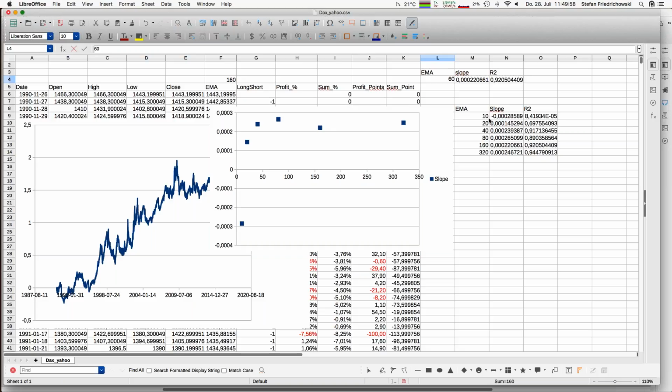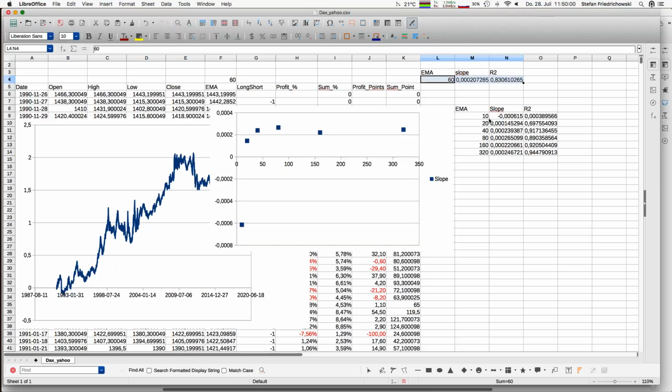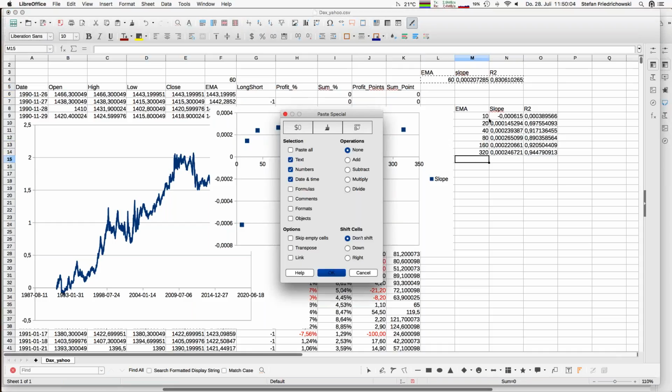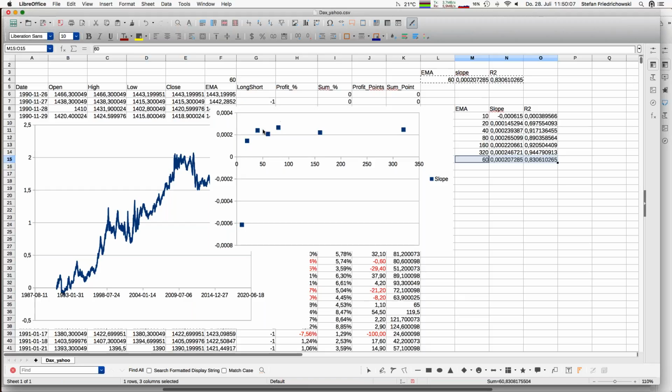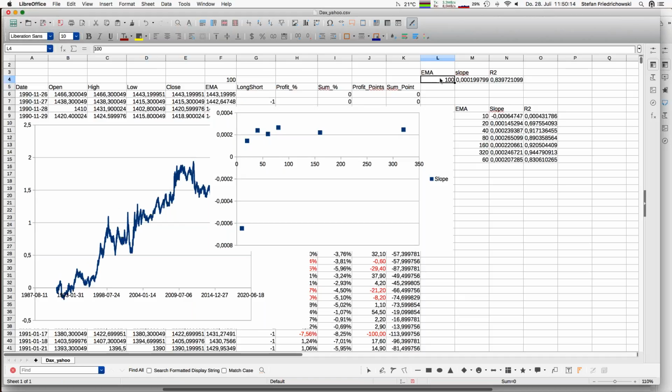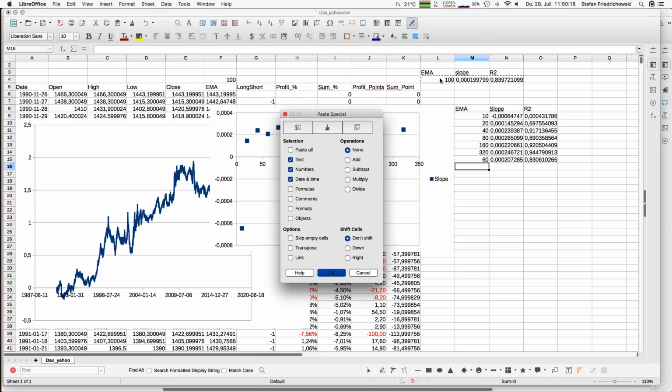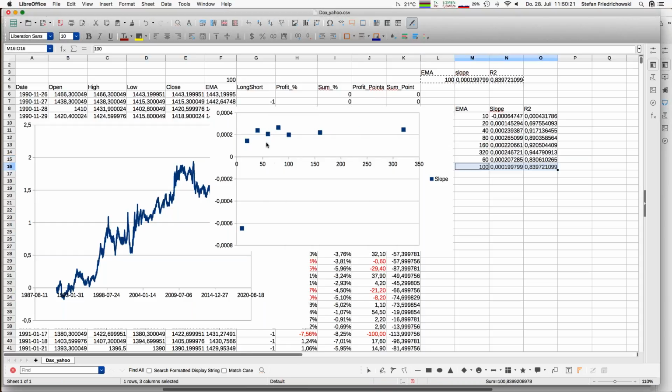So let's have a look at 60. And we can use that number here as well. And we get a new spot within our plot here. And let's go to the other side. And we get the next value, which is once again lower. So we can see somewhere between those numbers, it might be good values for the EMA.